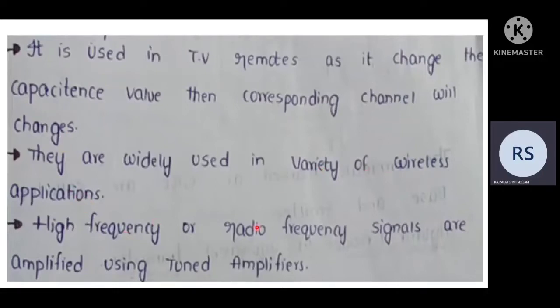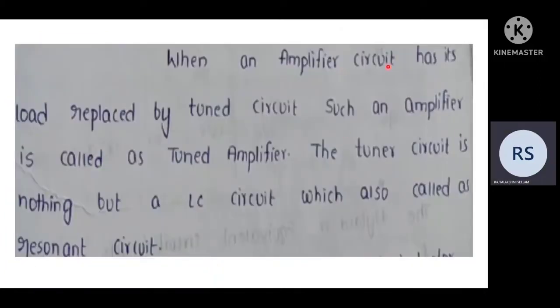High frequency or radio frequency signals are amplified by using tuned amplifiers. When an amplifier circuit has its load replaced by a tuned circuit, such an amplifier is called a tuned amplifier. The tuned circuit is nothing but an LC circuit, which is also called a resonant circuit.